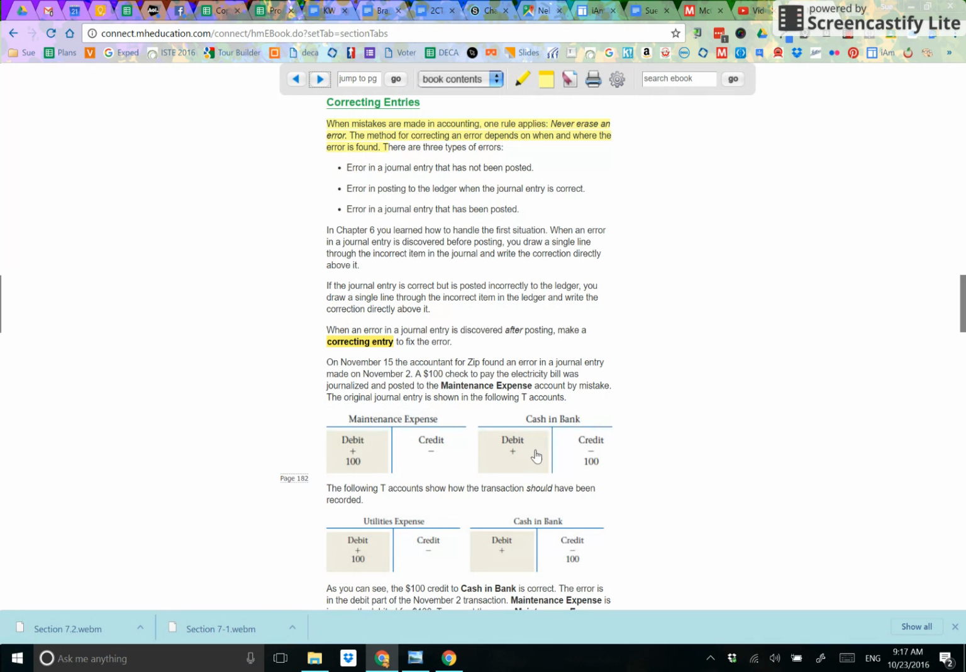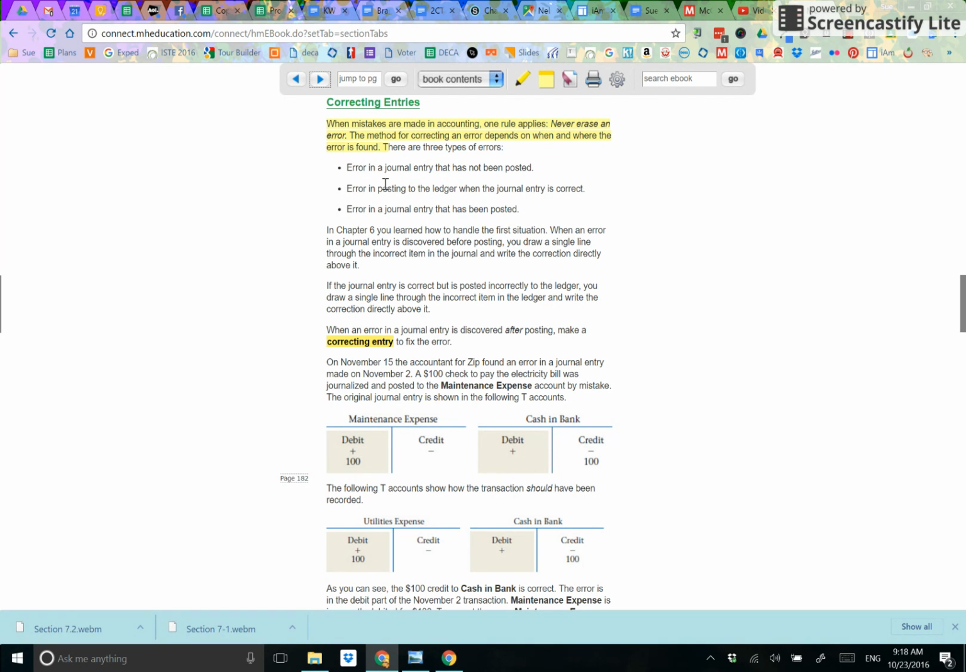Okay, so what do we do if we find a mistake? So different mistakes take certain journal entries and others don't. So when mistakes are made, one rule applies. We're never supposed to erase. So we're supposed to cross things out and write over the top of it. In Excel, we're just going to rekey in new numbers.